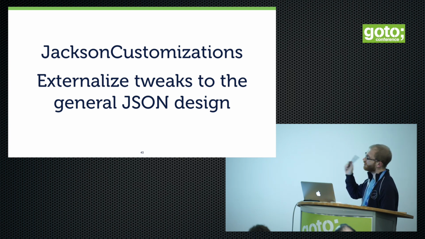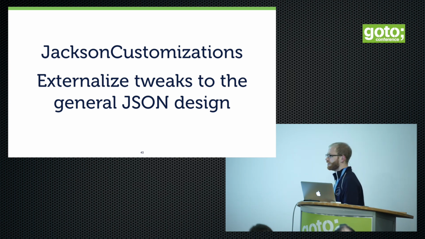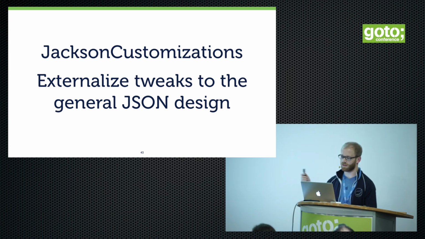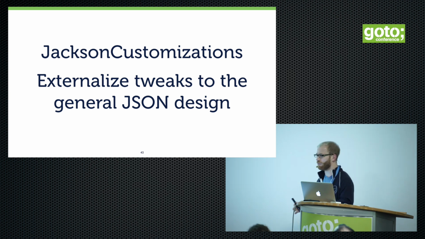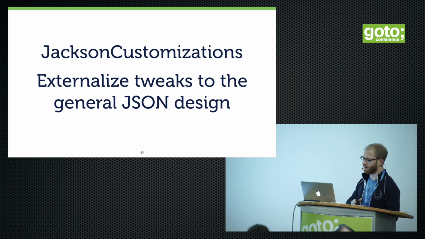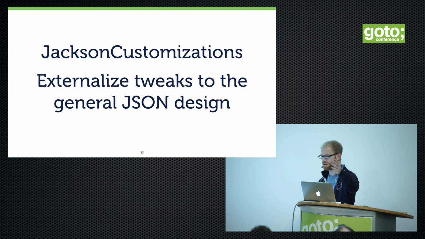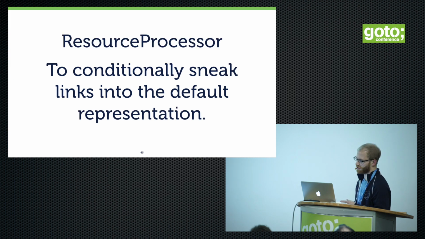Just to summarize a few parts that you should look at in the code. I always try to keep the Jackson customizations, which means JSON customizations for non-Java people, separate from the domain model. It's too easy to just annotate your domain classes with @JsonIgnore and stuff. You can always externalize that, and that's what I usually try to do, just to not mix the representation-specific parts with my core domain. We use Spring Data for the CRUD parts, that's what I just mentioned.